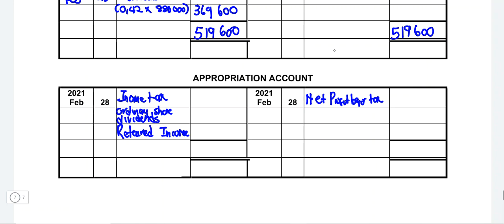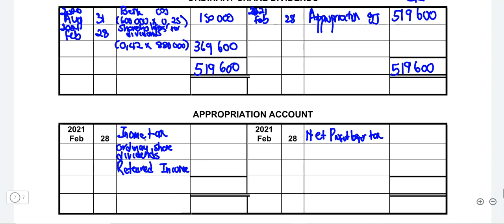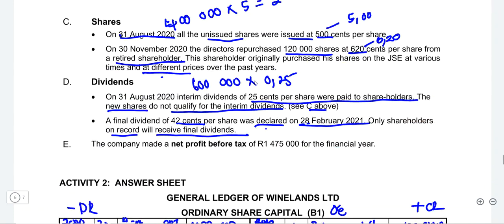Okay, so now remember, this amount from ordinary share dividends is 519,600. It must come on the debit side. Remember, this is the debit side and this is the credit side. So double entry says that because we credited ordinary share dividends, appropriation should be debited by ordinary share dividends. So that 519,600 will come this side, and in that way we have dealt with double entry. I hope this makes sense. Now let's go to the other parts of the transaction and continue.